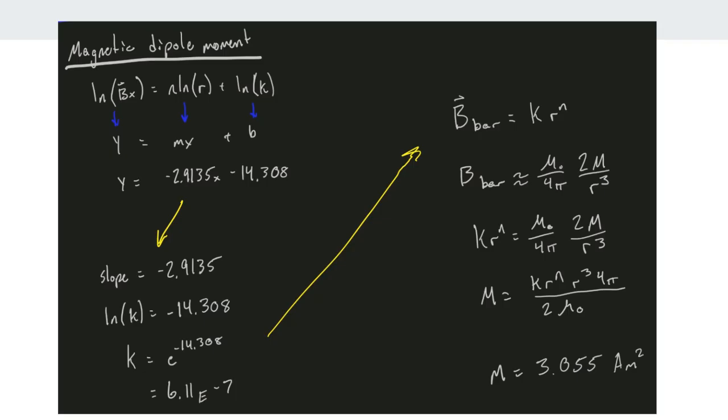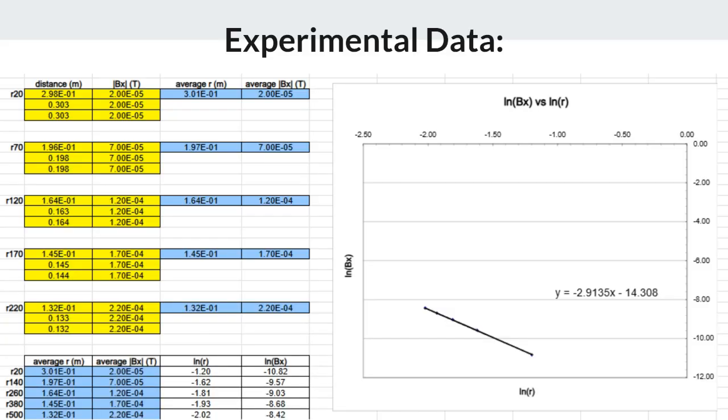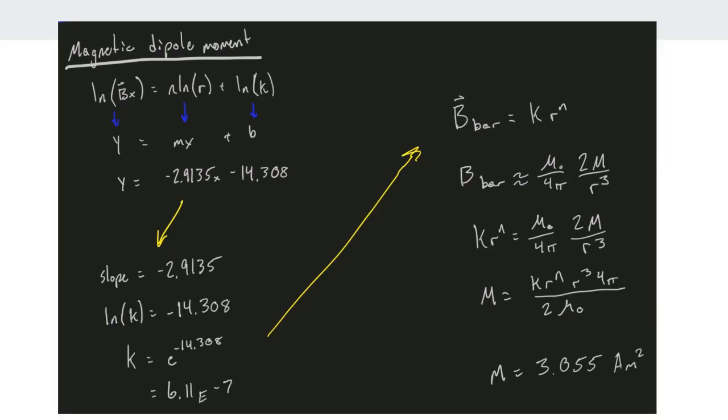And then finding the magnetic dipole moment, we started with the ln of the magnetic field equal to n times the natural log of R plus the natural log of K, which the equation ended up being y equals mx plus b. And then we plugged in our formula from the slide here, and then the slope equaled negative 2.9135, and then the natural log of K was negative 14.308, and when you put that to the e, you get 6.11 e to the negative 7th.